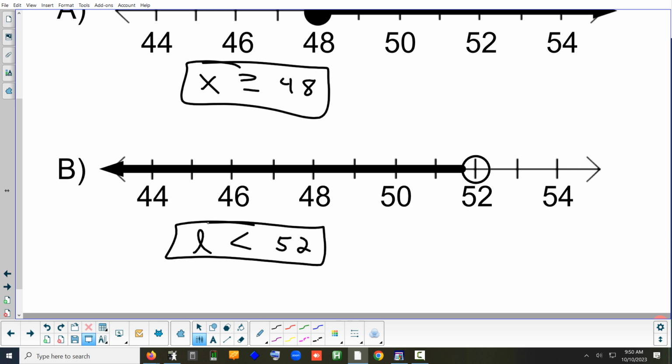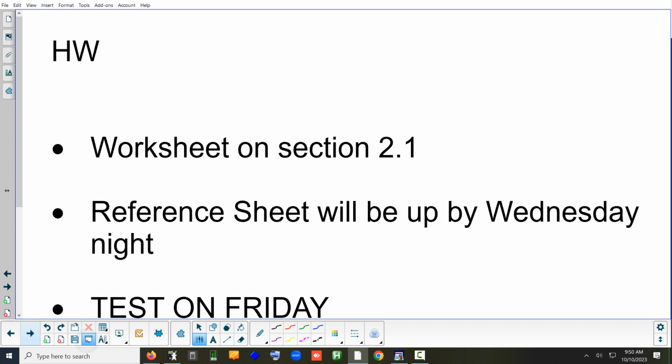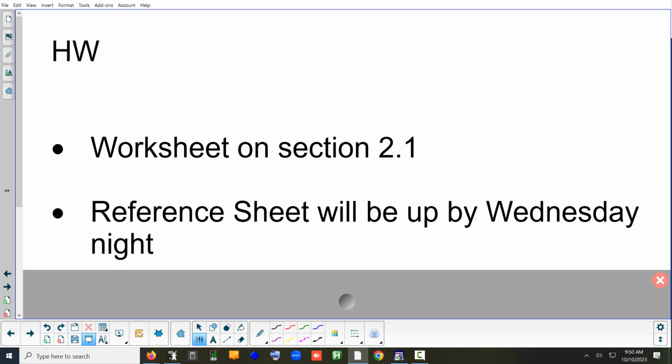We didn't do a ton of practice with solving inequalities. We didn't really solve any today. It's just kind of practicing making graphs, which we'll do more tomorrow, and then translating from a sentence into an inequality. Okay, so I think that's probably a good place to stop.